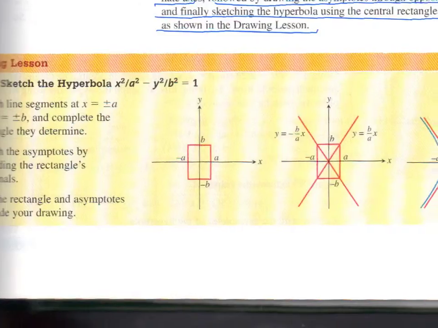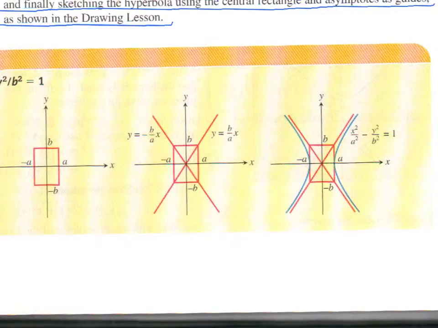The next part is just to draw the hyperbola. The hyperbola has to pass through negative a and approach those asymptotes, and then positive a, approaching the asymptotes. So the blue part is the sketch of the hyperbola for this equation, x squared over a squared minus y squared over b squared equals 1.